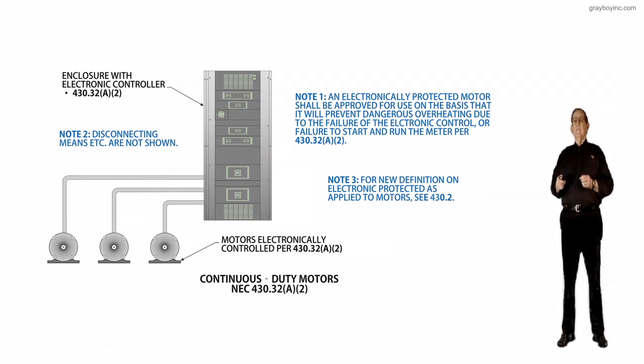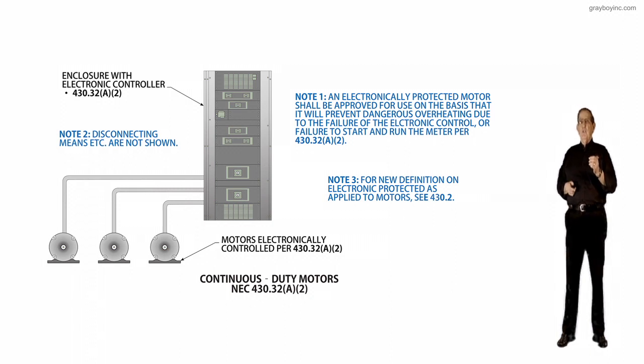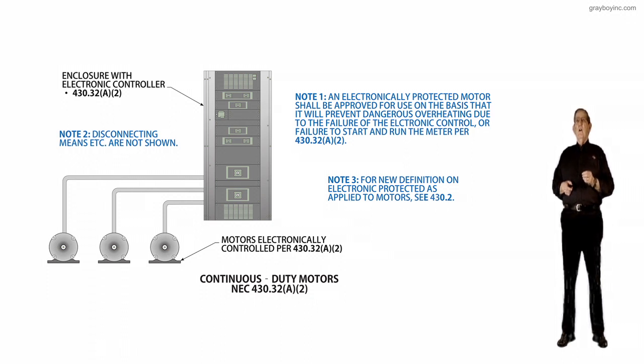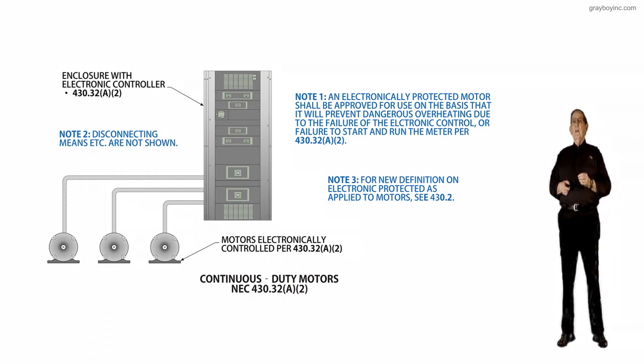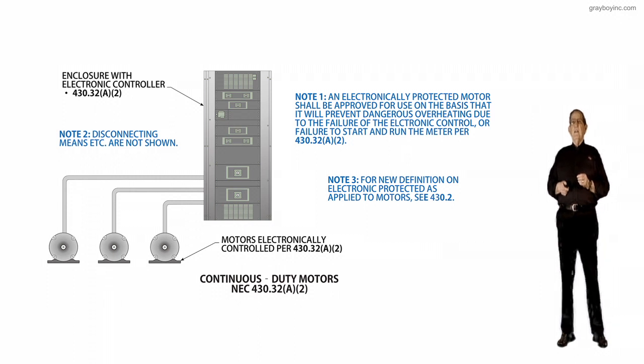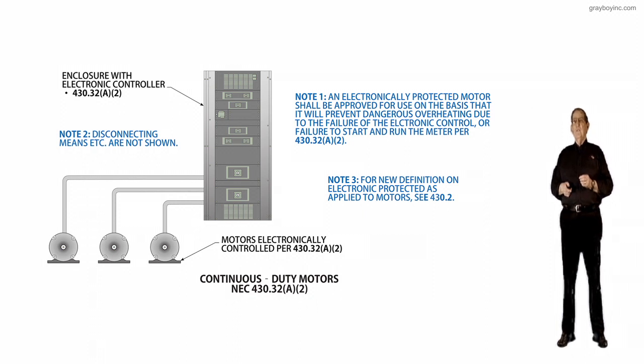Now, the notes, let's look at those. Note 1 says, and this kind of summarizes this new section, an electronically protected motor shall be approved for use on the basis that it will prevent dangerous overheating due to the failure of the electronic control or failure to start and run the motor per 430.32(A)(2). Note 3, the new definition of electronically protected as applied to motors is defined in 430.2, and then Article 100 has some information.